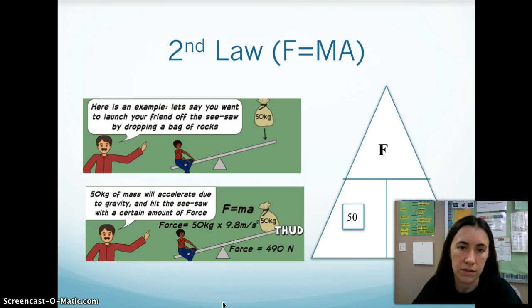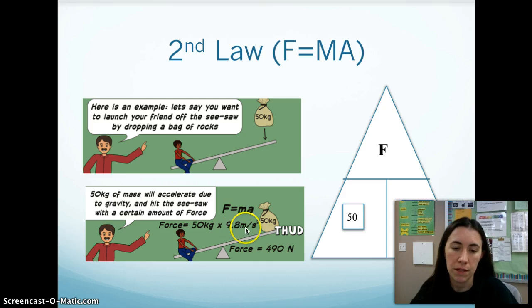Let's take a look at another example. This guy is suggesting that you drop a 50 kilogram bag of rocks onto a seesaw to launch your friend into the air. So 50 kilograms is our mass. Our acceleration is the acceleration due to gravity, which is 9.8 meters per second squared. That will go here. When you multiply those two, you get your force of 490 newtons.